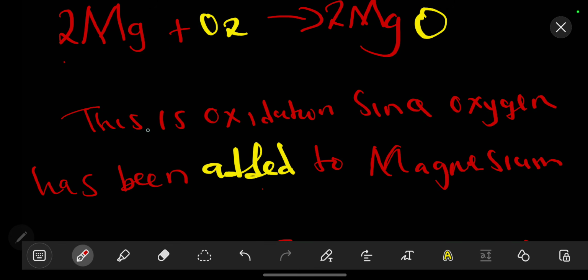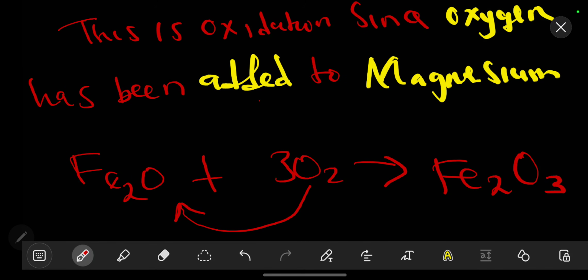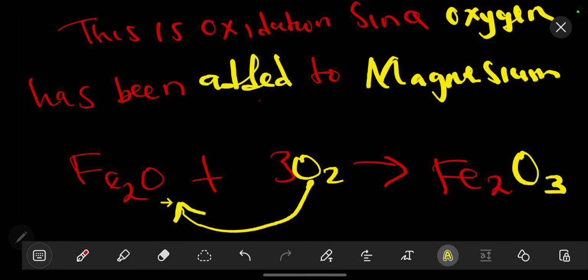As you can see, this is an oxidation reaction, since oxygen has been added to magnesium, then it's oxidation. Let's take this one. If iron(II) oxide reacts with oxygen, what is formed is iron(III) oxide. You can see that oxygen has been added, for you to have 3 oxygens there. So this is oxidation in the fact that oxygen has been added like that.